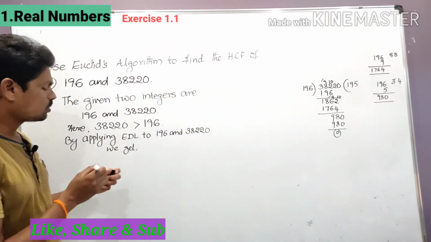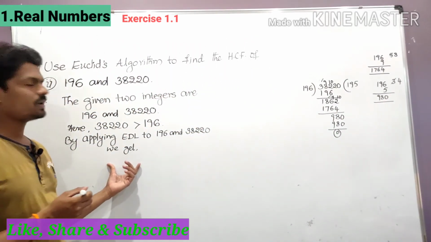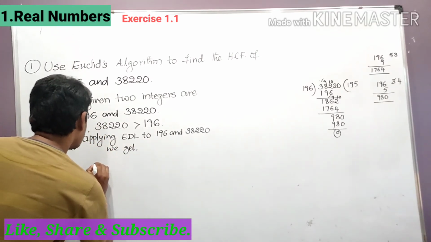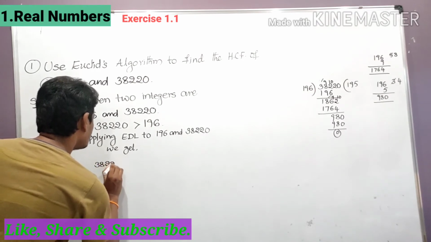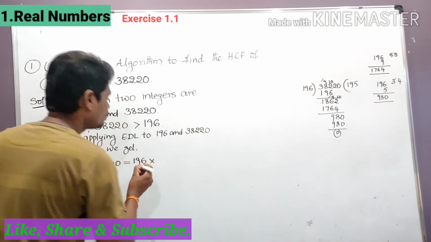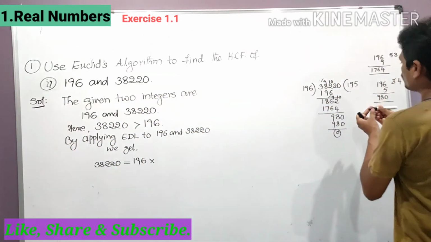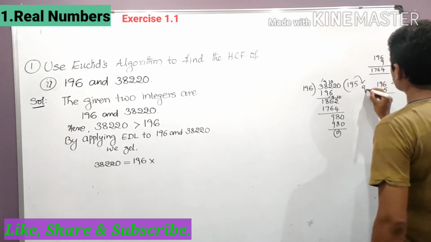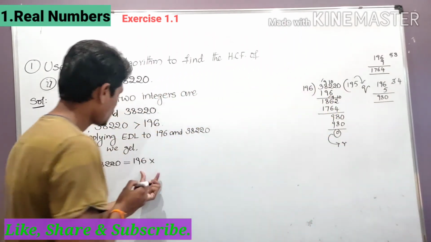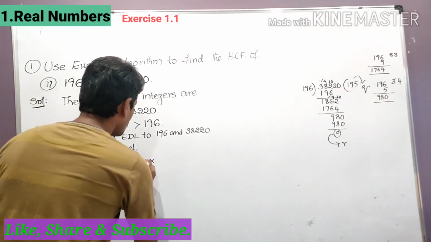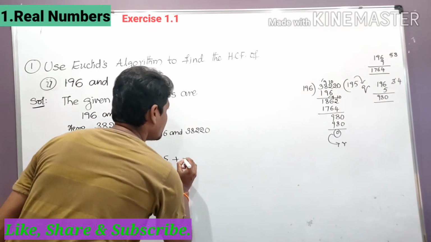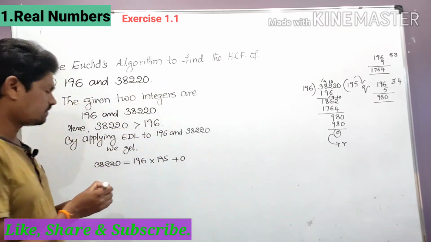Now we have to write in the form A is equal to B into Q plus R. The larger is A, student, here 38,220 is A. So A is equal to 38,220, B is 196, student. B into Q we have to write, Q is the quotient, student. How much is the quotient? It is 195, this is Q, this is R, the remainder is 0. So we have to write A is equal to B into Q plus R: 38,220 is equal to 196 into 195 plus 0, very easily.